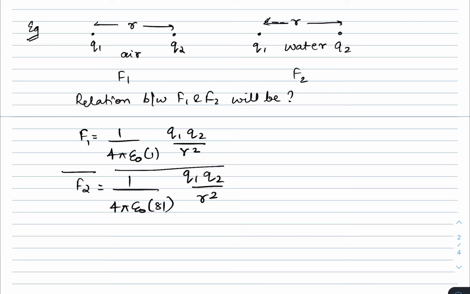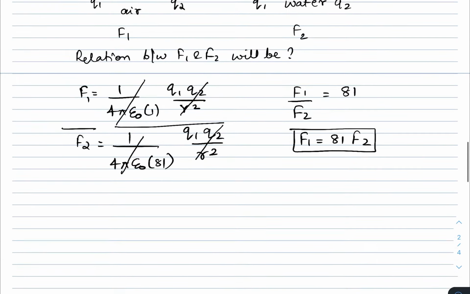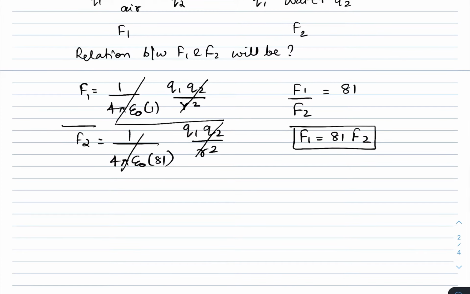What we can do is divide these two, and you can see 4 pi epsilon naught, the whole thing gets cancelled out, and 81 will go up. So F1 by F2 is equal to 81. That means F1 is 81 times F2. It means the force in air is 81 times that in water, right? So this is what epsilon r is.